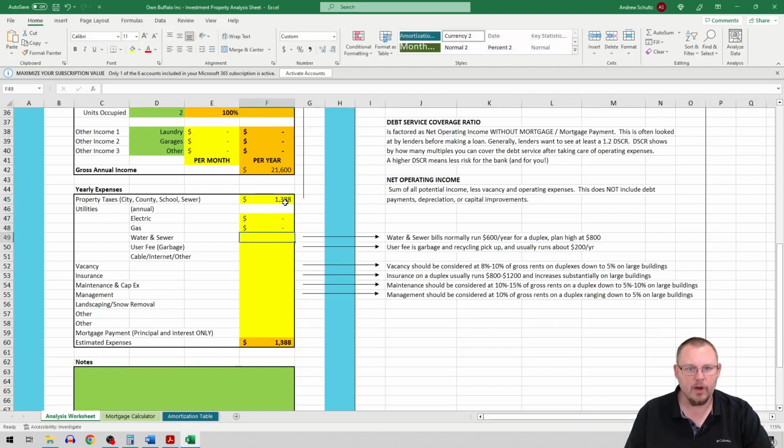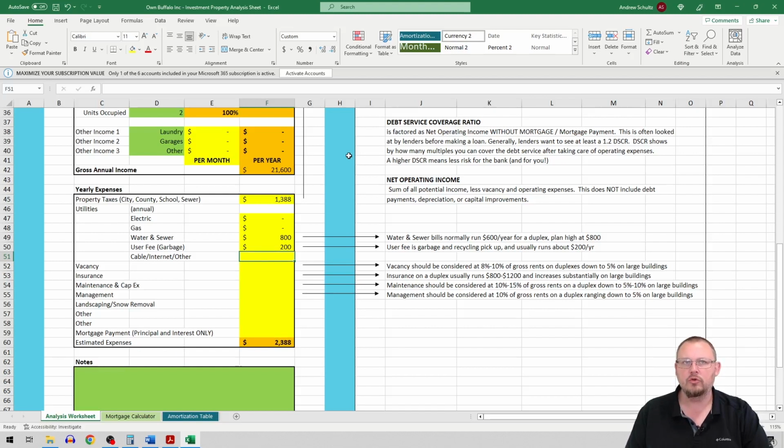Electric and gas, I'm going to put 0 in there for a placeholder. We could account for a little bit of gas and electric usage for when the apartments are vacant during a turnover or whatever the case may be. But for the most part, the gas and electric service are going to be covered by the tenants, so we're not going to worry too deeply about that. Water and sewer in the city of Buffalo region usually runs about $800 a year. We'll factor that in. And user fee, which is garbage in our area, runs about $200 a year. So it's worth putting both of those in so that we have them. I'm not going to factor for cable or internet.